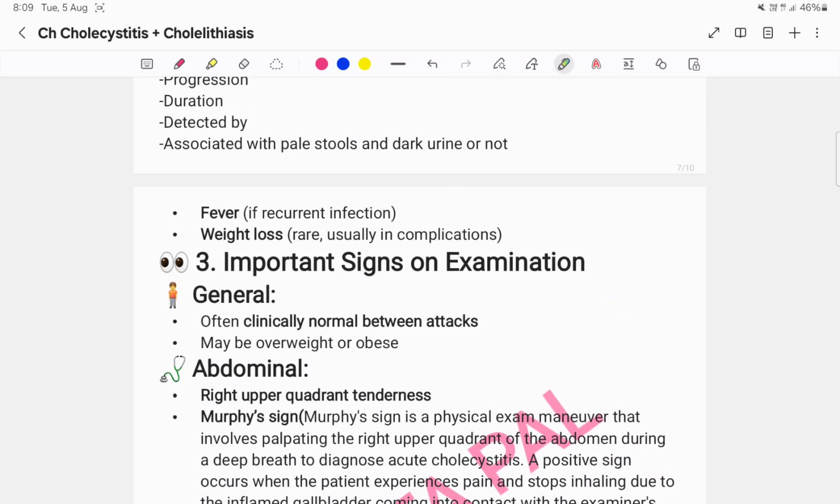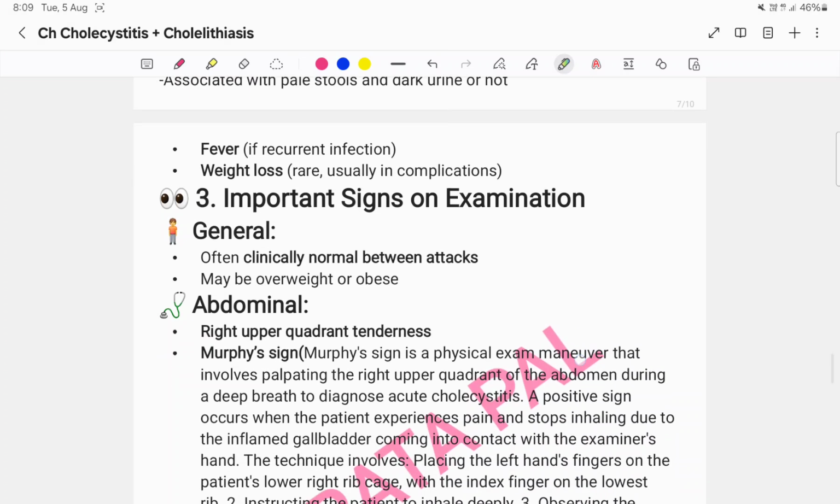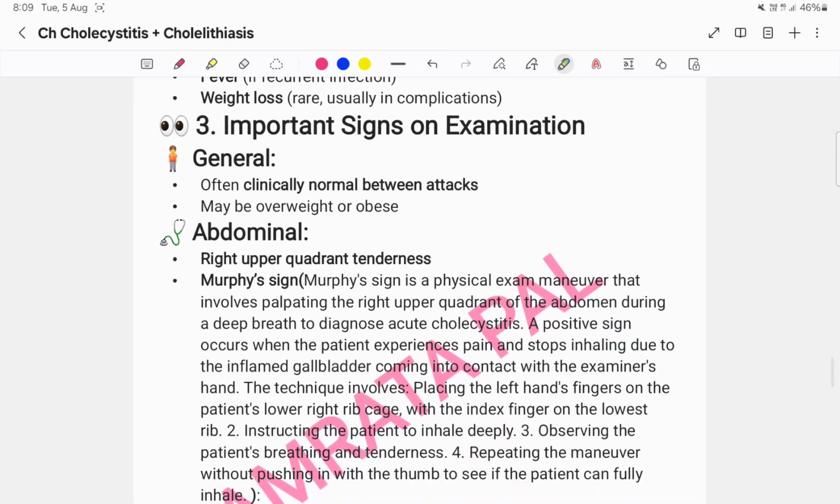Fever indicates inflammation, and weight loss may indicate malignancy. It may also be associated with chronic malnutrition. So, in case of acute cholecystitis, a weight loss history won't be present, but in case of chronic cholecystitis or malignant cases, it may be present.